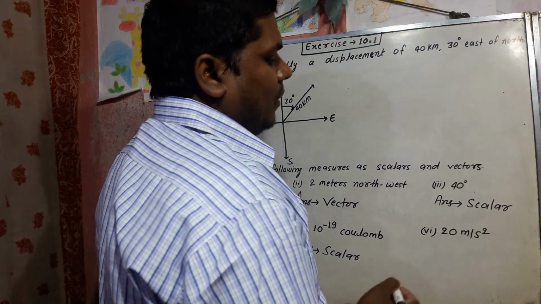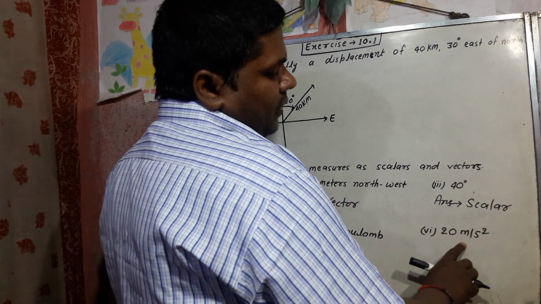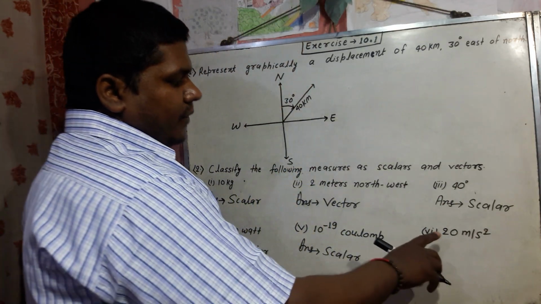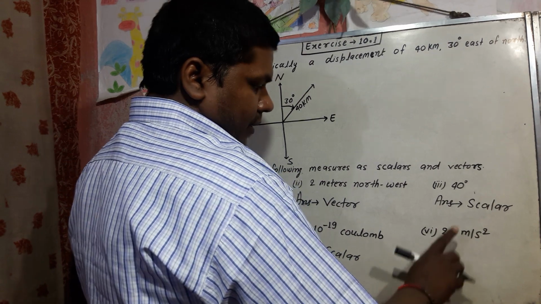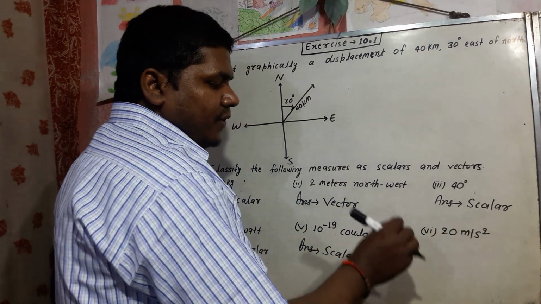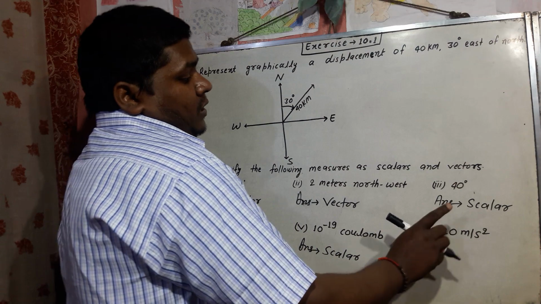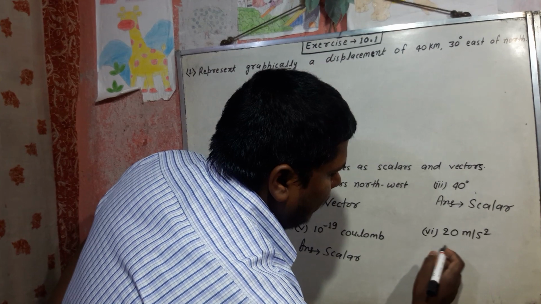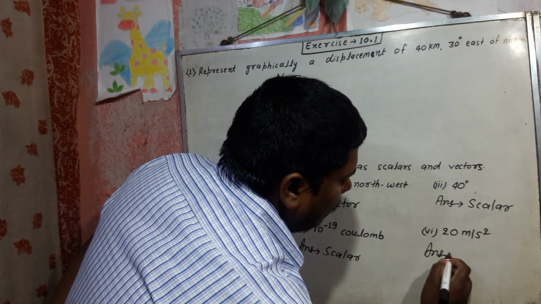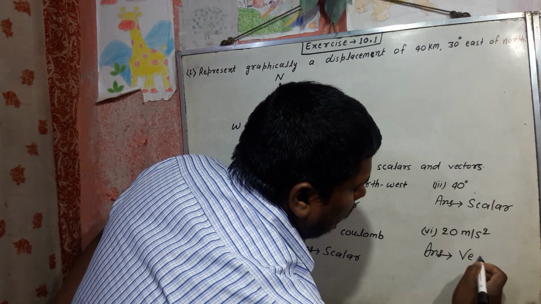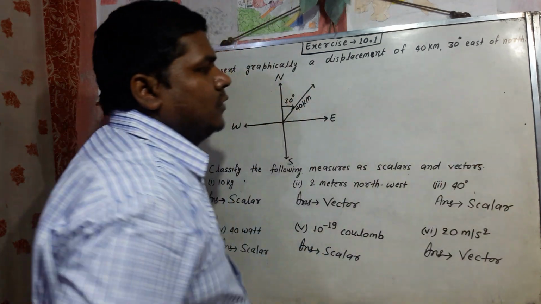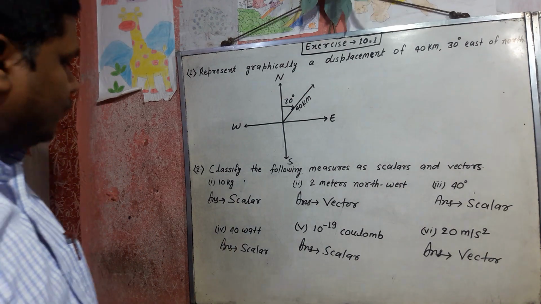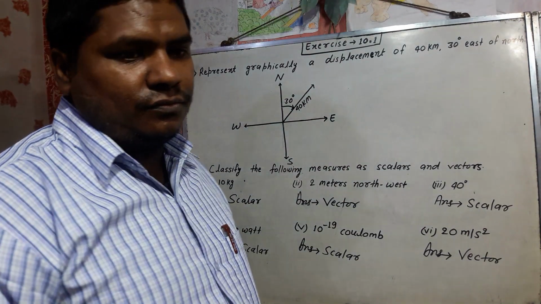Number 6, 20 meters per second square. Here the given quantity has magnitude and also direction, so it is a vector quantity. We shall go to the next questions.